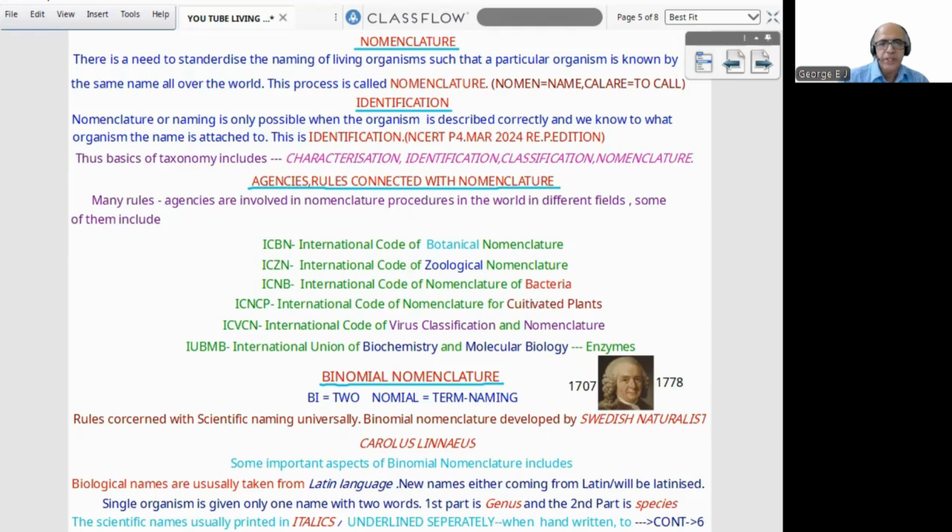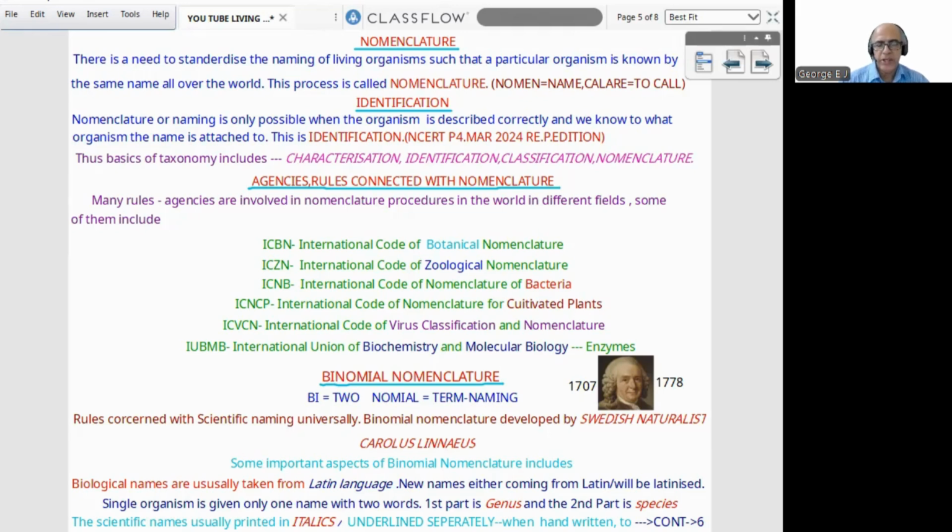Next are agencies or rules connected with nomenclature. Many rules, many agencies are involved in nomenclature procedures in the world in different fields. Some of them, most common for our syllabus, are ICBN, International Code for Botanical Nomenclature, an area of question, ICZN, International Code for Zoological Nomenclature, and ICNB, International Code of Nomenclature of Bacteria. So ICBN and ICNB, don't confuse. These are the codes for botany, zoology, and bacteria. ICBN, ICNB are different, don't confuse.